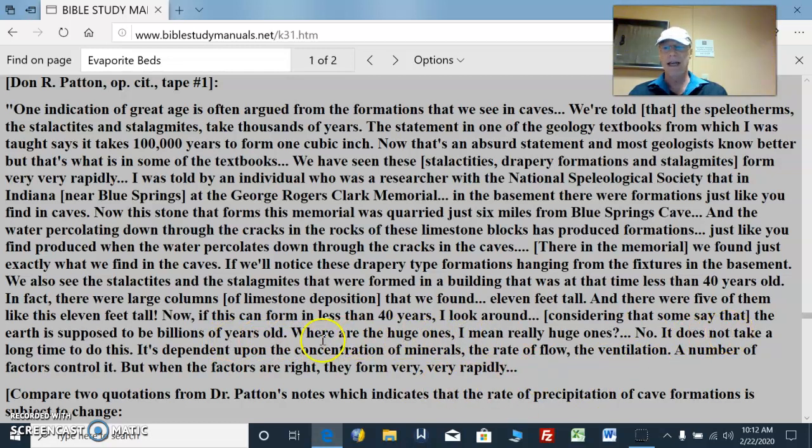No, it does not take a long time to do this. Maybe the Earth is young. It's dependent upon the concentration of minerals, the rate of flow, and the ventilation. A number of factors control it. But when the factors are right, they form very, very rapidly.